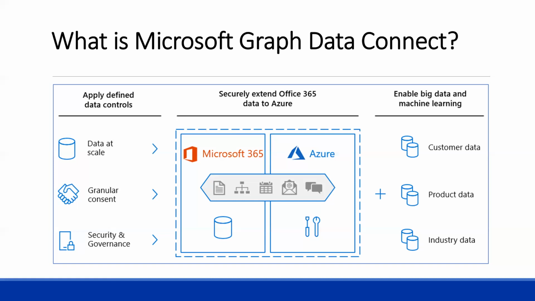So these are the advantages that Microsoft Graph Data Connect provides without hitting the throttling limit which Microsoft Graph API REST API calls have.